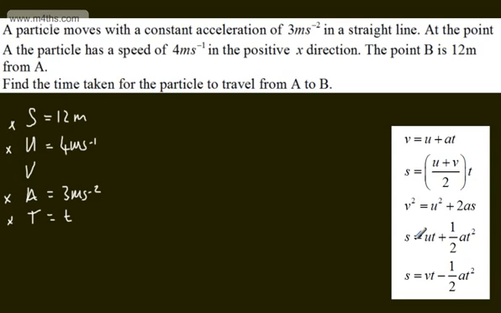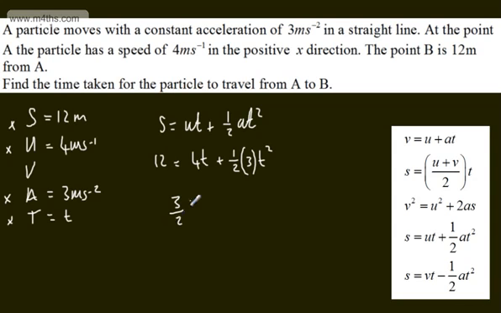Which one is that? It's going to be this one just here. So s is equal to ut plus 1/2 at squared. So we can say that 12 is equal to 4t, plus 1/2 multiplied by a, which is 3, multiplied by t squared. So what we can see here is that we've got a quadratic equation. So if I just rearrange this, we've got 3/2 t squared plus 4t minus 12, and that's equal to 0. So we need to go ahead and solve this.